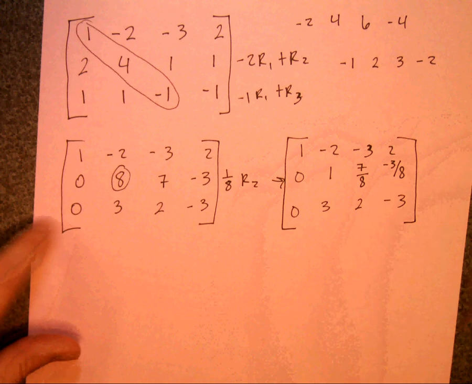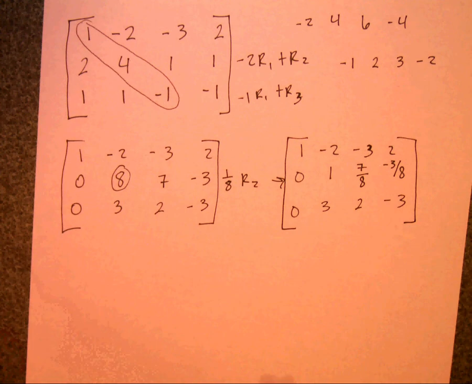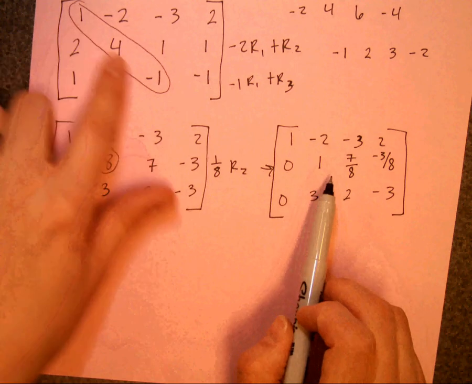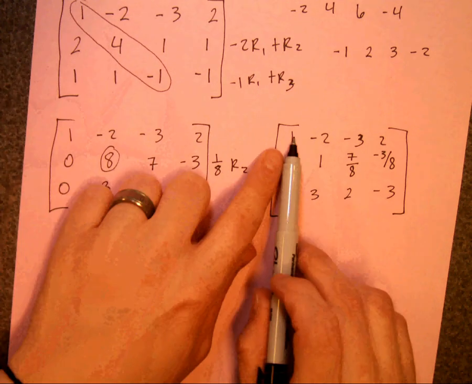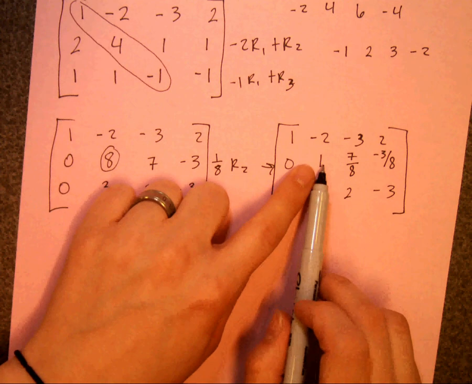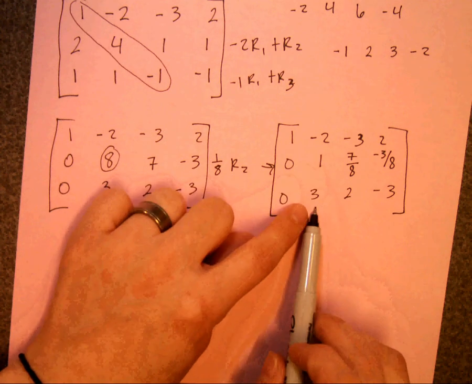And now, I'm working to get this diagonal to be 1. So I have the first two to be 1s. Now with this 1, I need to use elimination again to make the values below it 0.